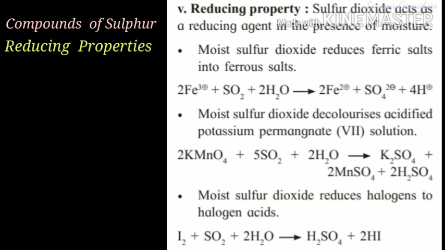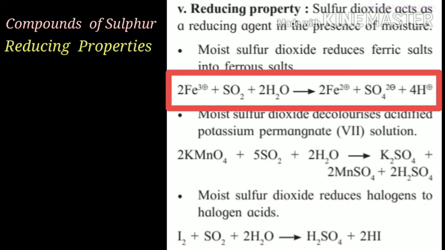So we take the ferric salts, that is Fe3+ salt, react it with sulfur dioxide, that is SO2, and since it is in moisture, we take water, that is H2O. In this reaction, the Fe3+ loses one electron, hence converting it to ferrous salt, that is Fe2+. The SO2 gets 2 oxygen from the water molecule, hence it becomes the sulfate group, that is SO4 2-, by accepting the electron, and the remaining are the 4 hydrogen atoms.